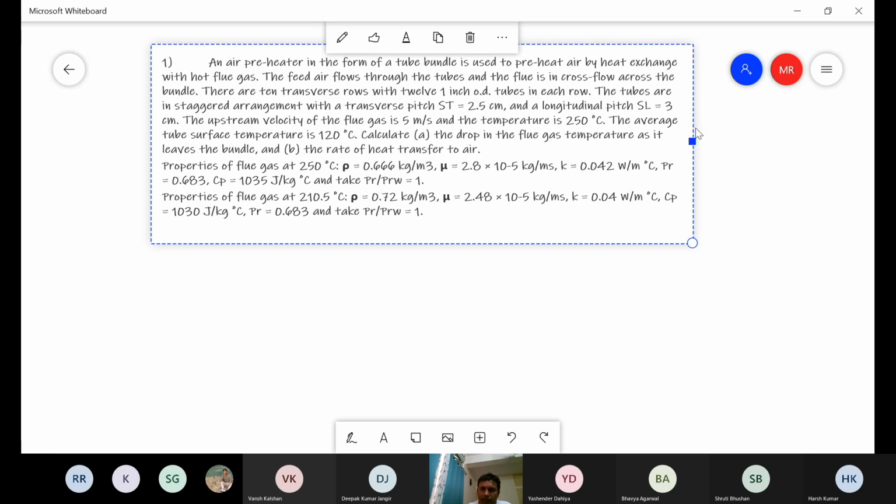Hello, can you all hear me? Am I audible? Yes, sir. And this white screen is also visible? Hello, this whiteboard is also visible? Yes, sir. Okay.